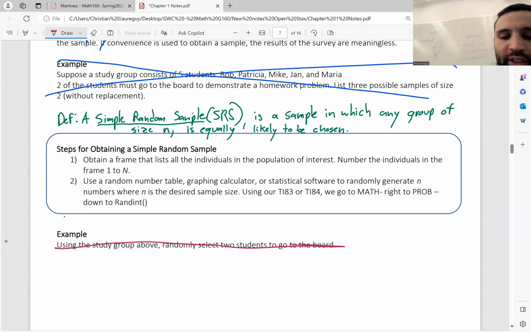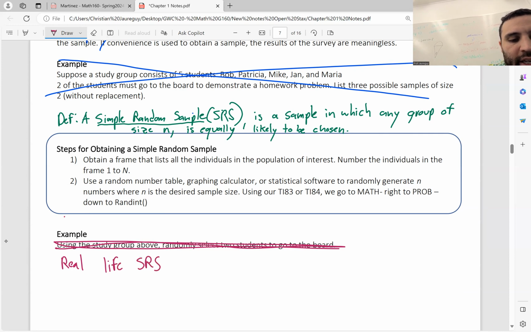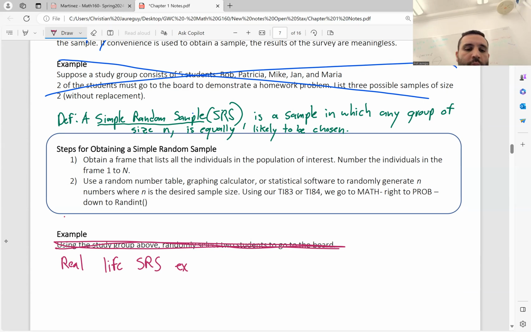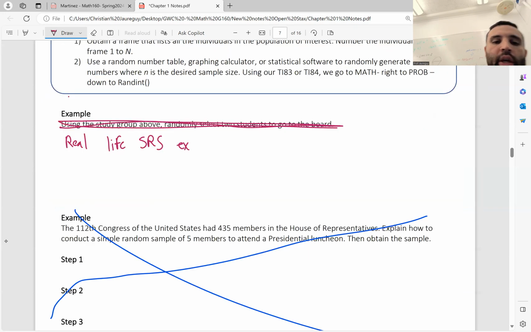So again, let's cross this out and we'll say real life SRS examples. Oh, my screen just went black, so give me a second here. Oh, cool. Real life SRS examples.